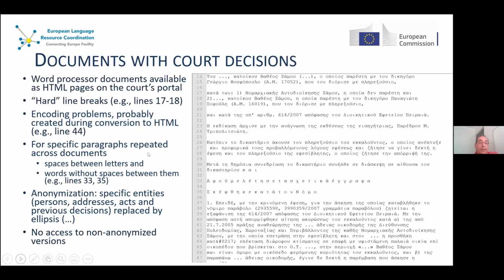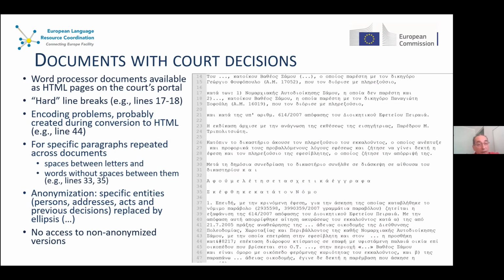After getting some of these court decisions in our hands from the Council of State portal, we noticed that there were some peculiarities in these documents that made their processing very difficult. For example, the texts were word processor documents available as HTML pages, and they contained hard line breaks, as you can see in lines 17 and 18 of the screenshot on the right. They had encoding problems, probably created during conversion to HTML. Line 44 is an example of this.